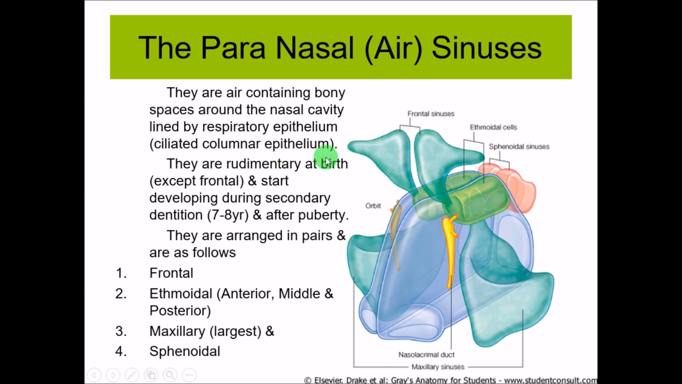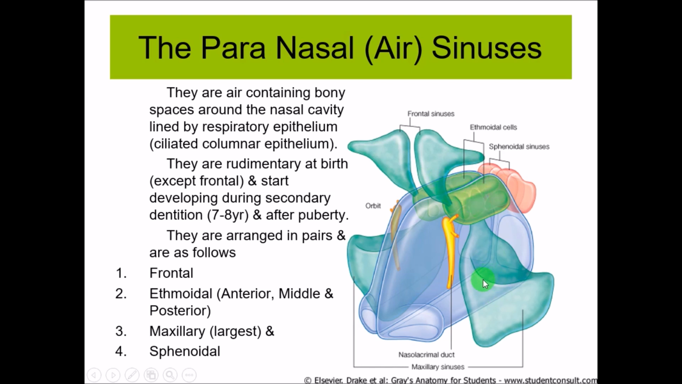The first one is called the frontal air sinus, which is present in the frontal bone. These are the frontal air sinuses, so they are in pairs. Then we have the ethmoidal air sinus. In the ethmoid there are 3 air sinuses within each: the anterior, middle, as well as the posterior, which are again in pairs on either side.